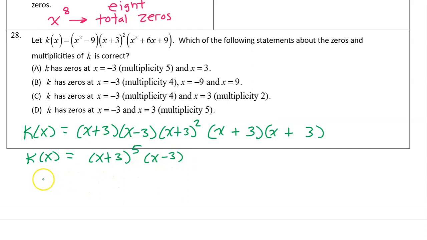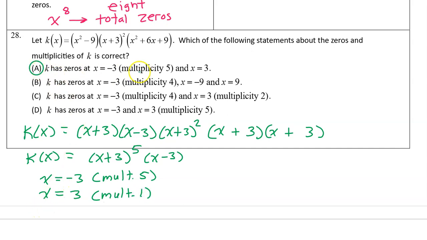So that means we're going to have a 0 of x equals negative 3 from this factor with a multiplicity of 5. And we'll have a 0 of x equals 3 with a multiplicity of 1. So the answer is A.